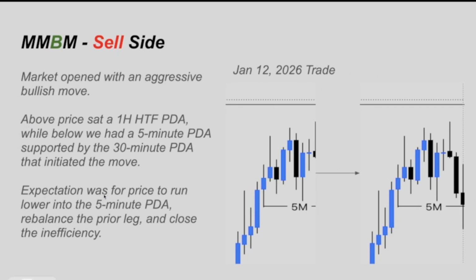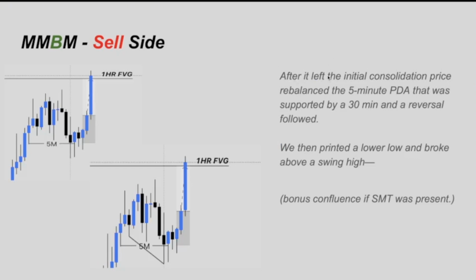Expectation was price to run lower into a 5-minute PD array, rebalance the prior leg, and close the inefficiency. Okay, so we ran all the way up. We have this, and we need to rebalance this to go higher. That's basically all it is. After it left the initial consolidation, we rebalanced the 5-minute, and that was supported by a 30-minute reversal that followed. We printed a lower low and broke above a swing high.